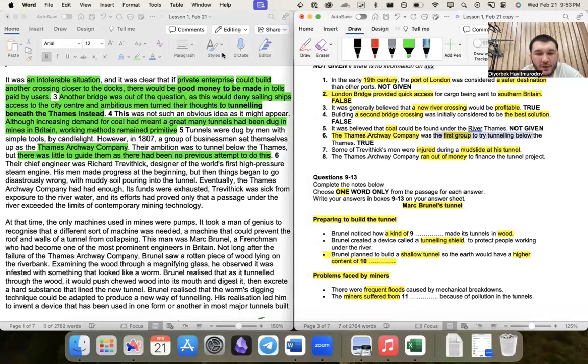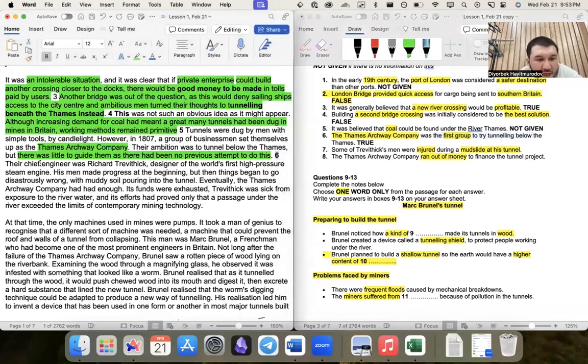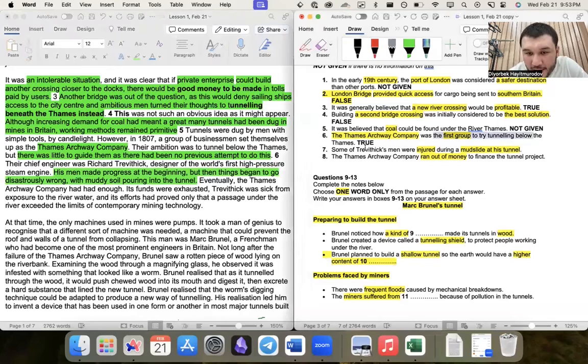true. No previous attempt. The chief engineer, Richard Trevithick, designer of the world's first high-pressure steam engine, and his men made progress at the beginning, but things began to go disastrously wrong, with muddy soil pouring into the tunnel. Okay, so things went wrong, then muddy soil poured. Then question number 7 says some of his men were injured.